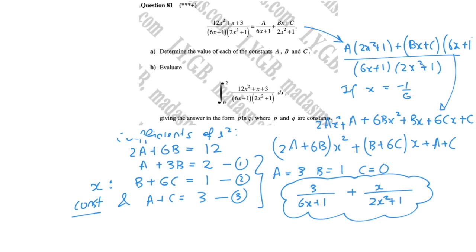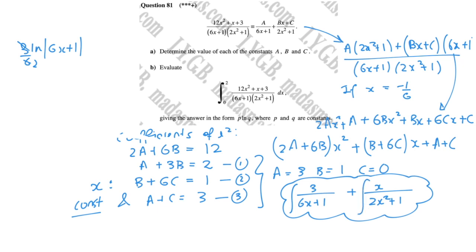So what is the integration of the first bit, this 3 over 6x plus 1? Half ln 6x plus 1. 3 ln, yep, so 5 by 6. Yes, good. I am so glad that you guys did not miss out on that. And then we have to deal with this beauty, the second one.